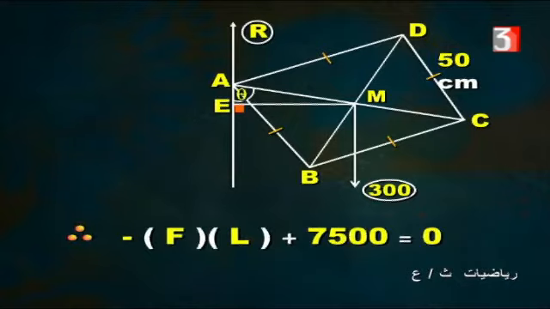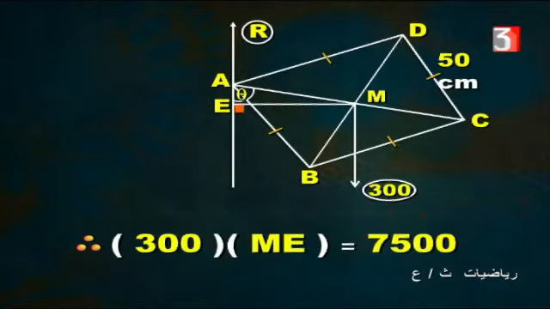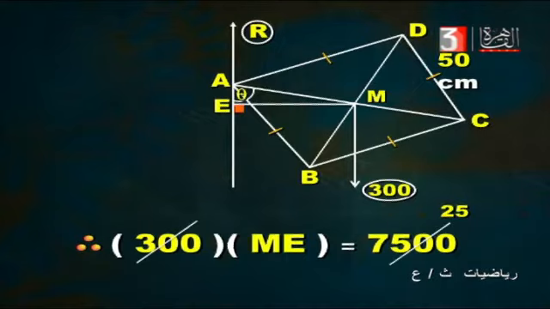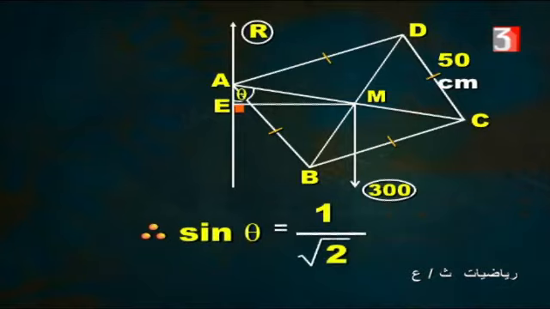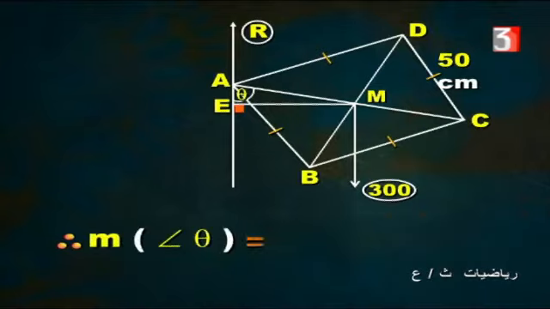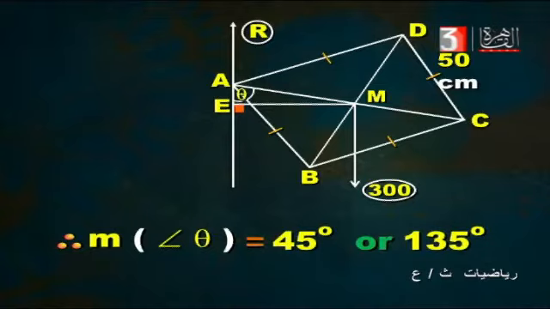Then we deduce that the sum of couples' moments equals 0. We have two couples. Negative F times L, F in this case is 300. We reduce: 300 times ME equals 7,500, therefore divided by 300, ME, therefore 25 sine theta equals 1 over root 2, or root 2 over 2, equal to 45. Theta, measure of angle theta equals 45 or 135.